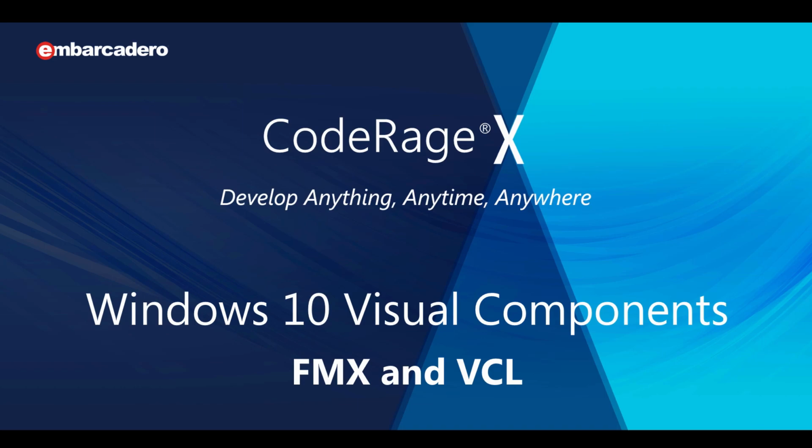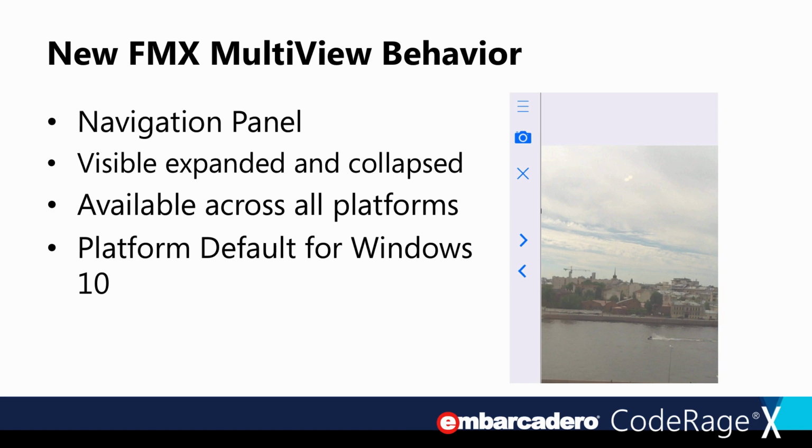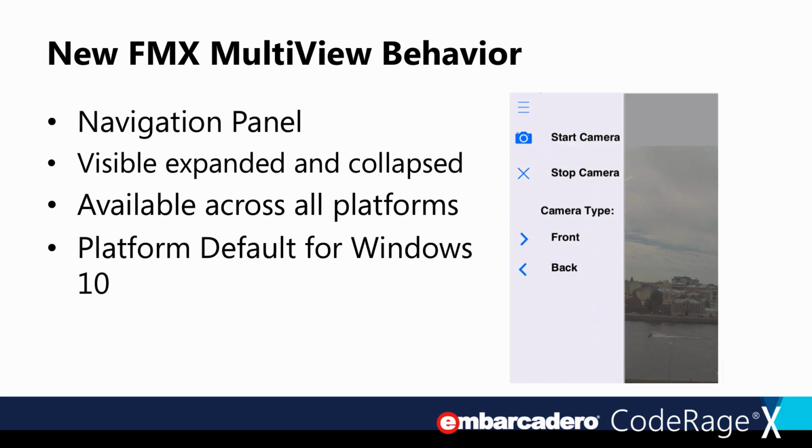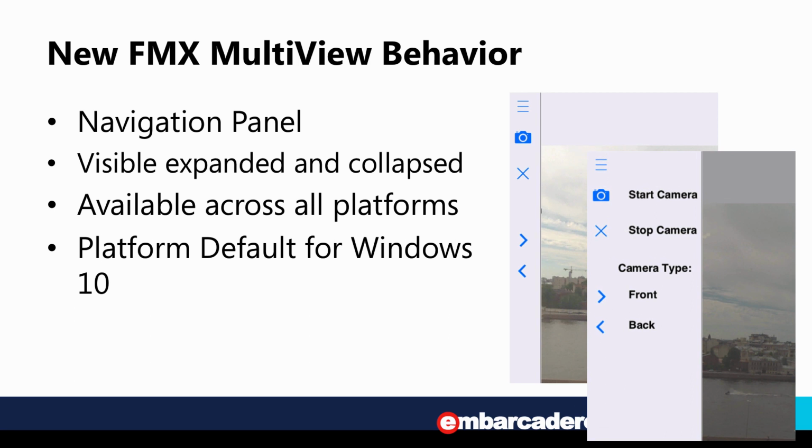So let's take a look at some of the new visual components we have. We have the new TMultiView Behavior of navigation panel. This allows the panel to collapse into this narrow band instead of collapsing completely so that it's still visible. I really like this because the user can interact with it and see what's available to them there without having to expand it out completely. It's the default for Windows 10, but it's actually available across all platforms.